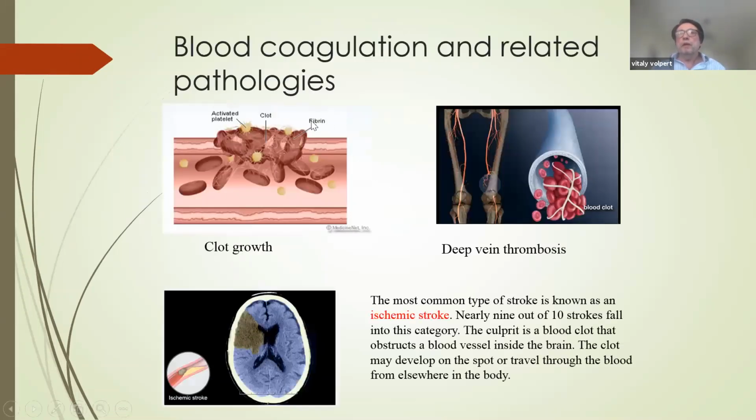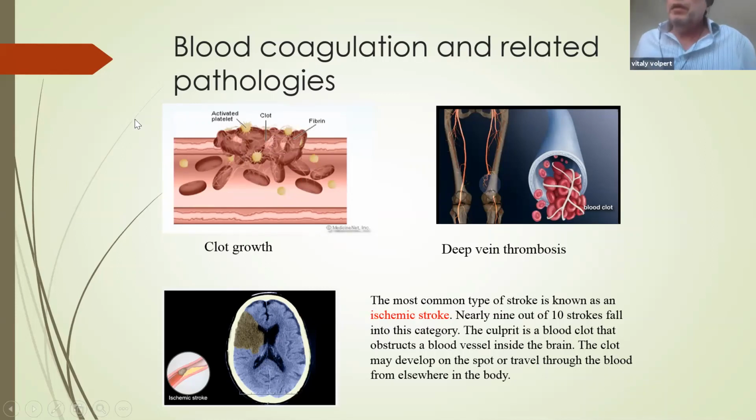So what happens? Of course it is a very important physiological mechanism, and if there is an injury, then this injury initiates blood coagulation. Blood coagulation consists of chemical reactions, and also blood cells like thrombocytes participate here. What they do is close that injured part, and this allows them to stop bleeding. So this is the role of blood coagulation and clot growth.